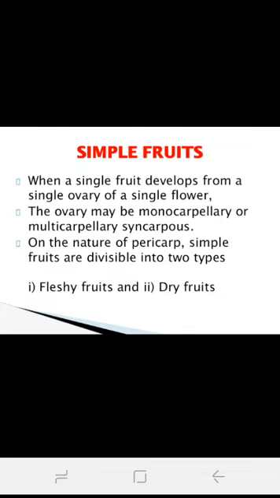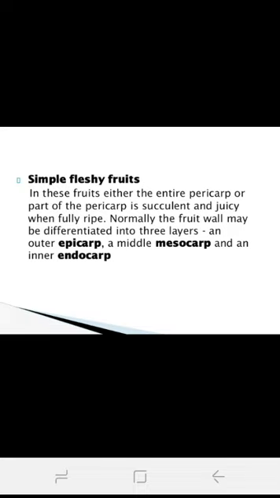Then the broad classification. First one is simple fruits. When a single fruit develops from a single ovary, that is, a single ovary becomes a single fruit. It may be monocarpellary or multicarpellary syncarpous. And on the nature of the pericarp, simple fruits can again be classified into fleshy fruits and dry fruits.